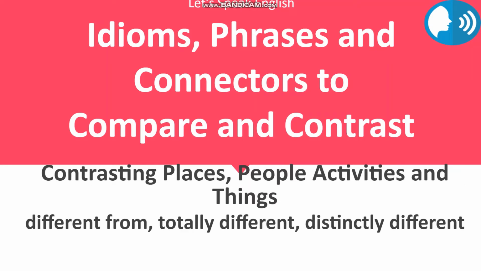Let us look at some of the expressions to contrast now. So the structure can be something like this. A is different from B, or A is different from B because, or A is different from B in that. Let's look at some examples for these structures. Manchester is different from Paris, or Manchester is different from Paris because it's much more industrial. Or Manchester is different from Paris in that the climate is colder than Paris.